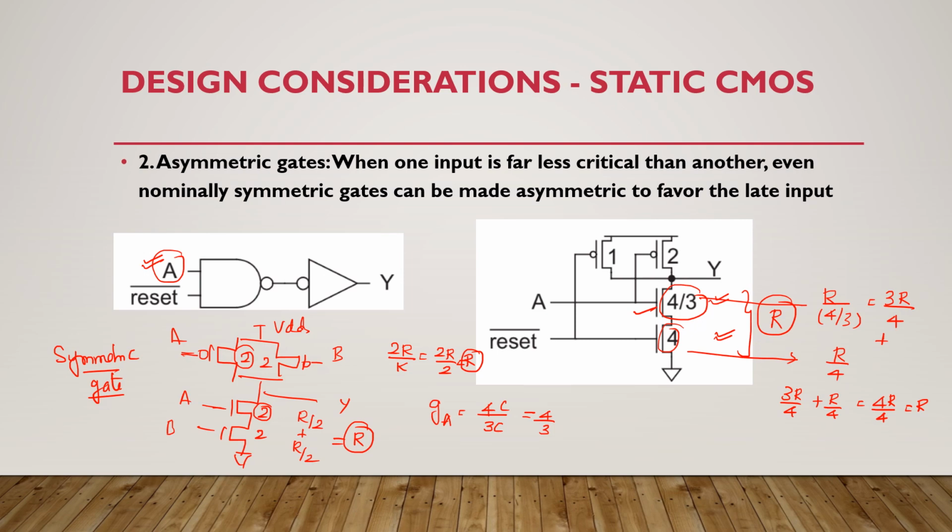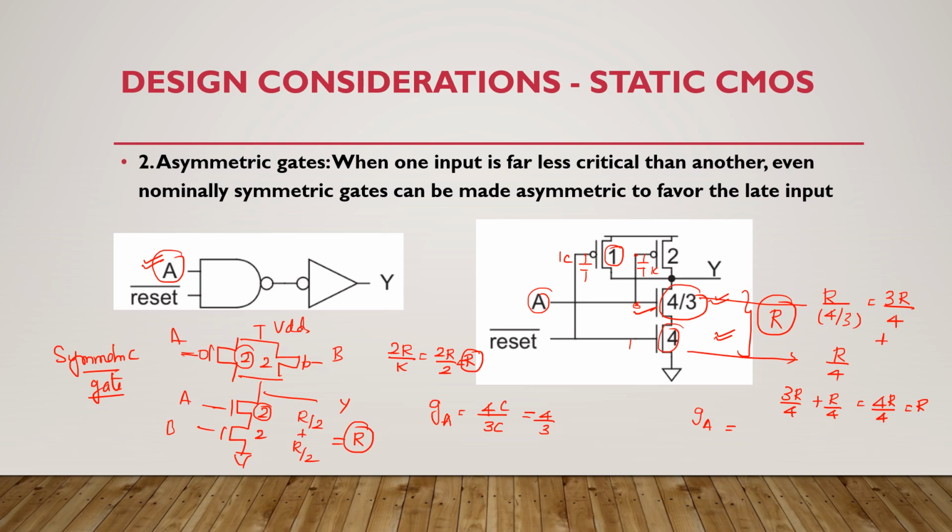Whereas we are going to calculate the logical effort for the asymmetrical gate. So G_A equals: at the input A, it is connected to this PMOS transistor, thereby here I have one capacitance, right? And similarly here also, input A is connected to this transistor with width 4 by 3, which is 4 by 3 C.